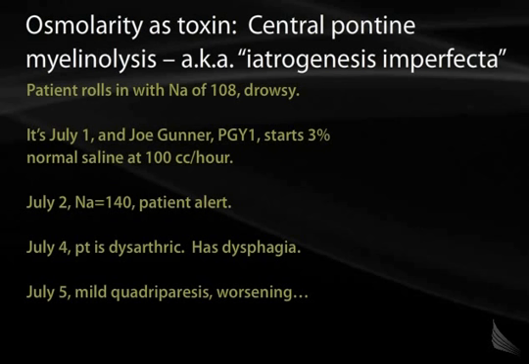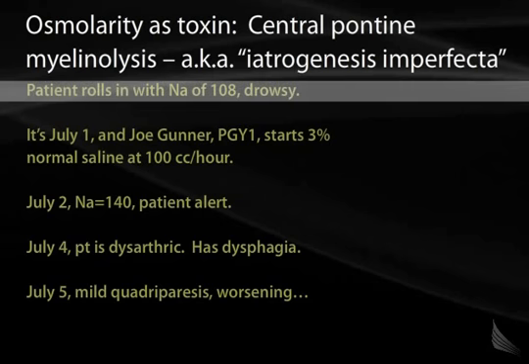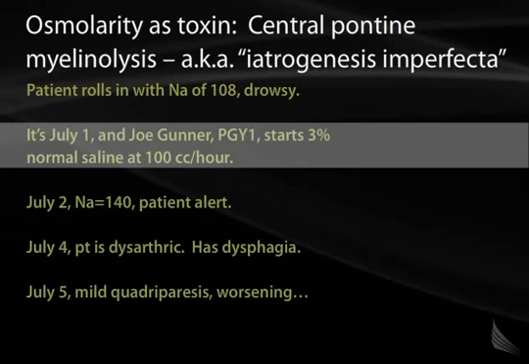In our first example, we'll describe osmolarity as a toxin. This process is known as central pontine myelinolysis, otherwise known as iatrogenesis imperfecta. Here's an example. A patient rolls into the hospital with a sodium of 108 and drowsy. Of note, this is a low sodium value.